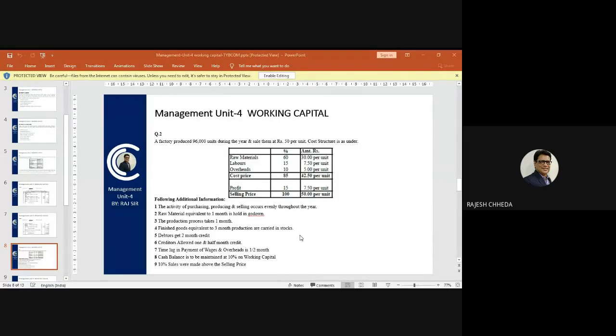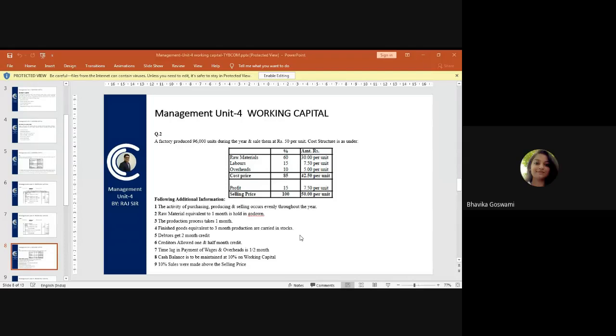So first and foremost, 96,000 is given for the year, and we can see in the additional information every other adjustment is given for the month. So I can do a simple calculation as my first calculation, like question number 1: 96,000 divided by 12, in this case 12 months. So per month, how many units are produced?